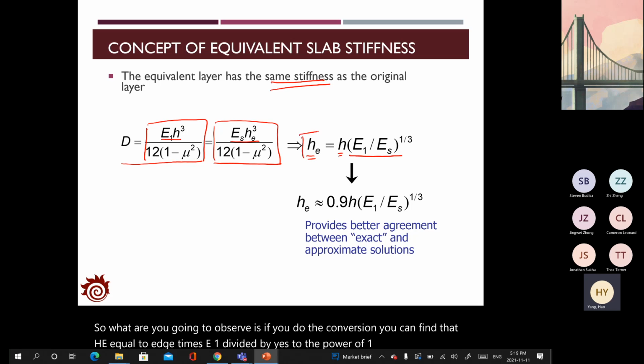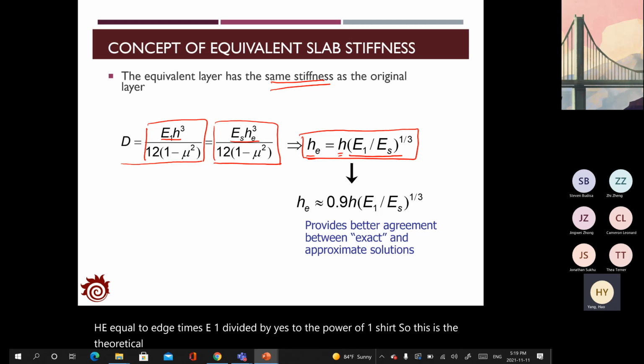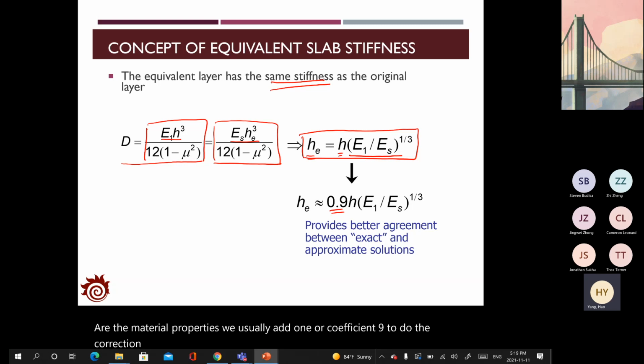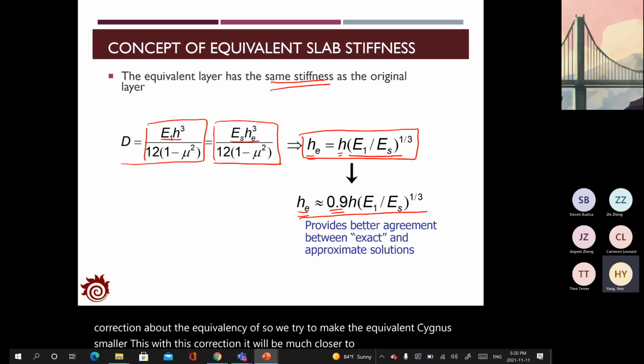So this is the theoretical equivalency, but in reality, due to the nonlinear relationship of the material properties, we usually add a coefficient of 0.9 to correct the equivalency. So we try to make the equivalent thickness smaller. With this correction, it will be much closer to realistic situations.